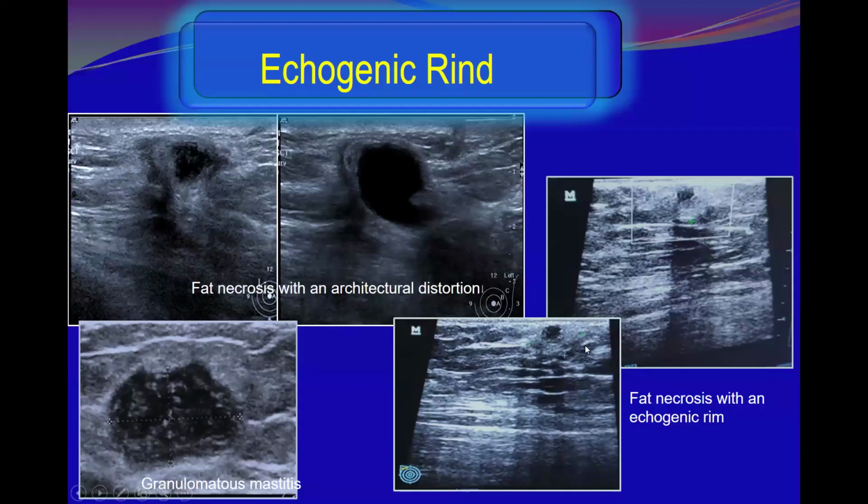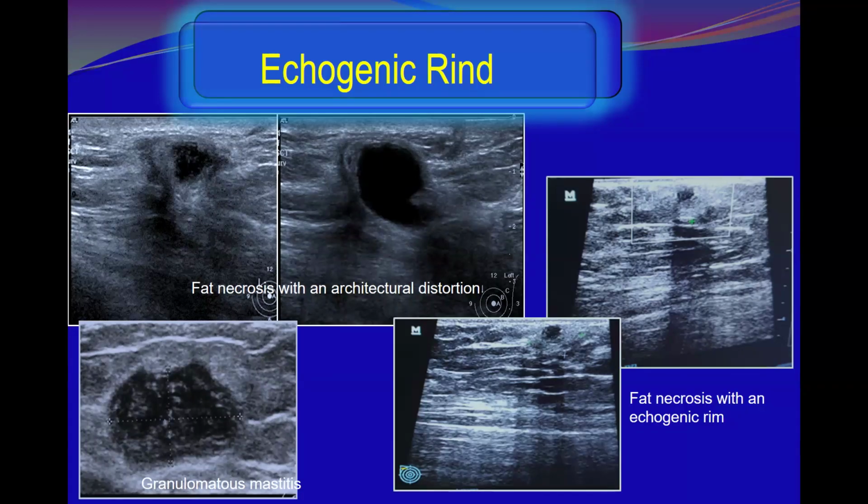Here I have these two examples with echogenic rind in case of fat necrosis. Another example here, these patients also have fat necrosis. Look for the large echogenic rind and central low echogenic area. And this is also my patient. You can see the surrounding rind and central mass in a case of granulomatous mastitis.